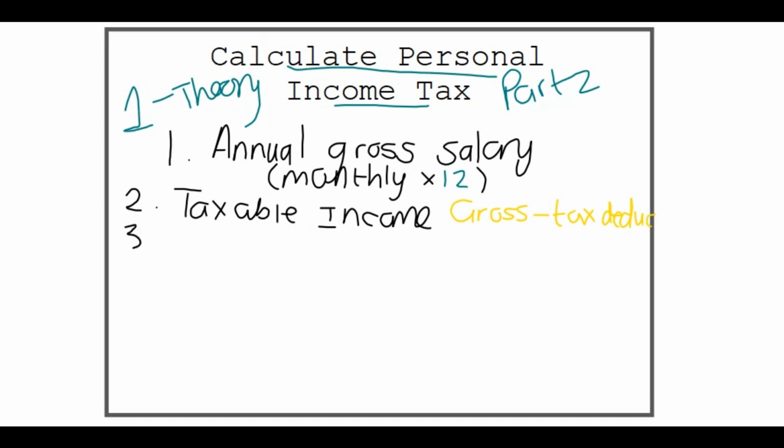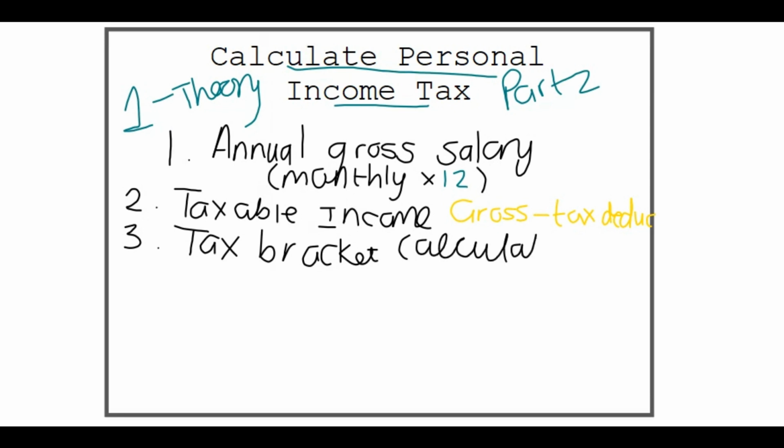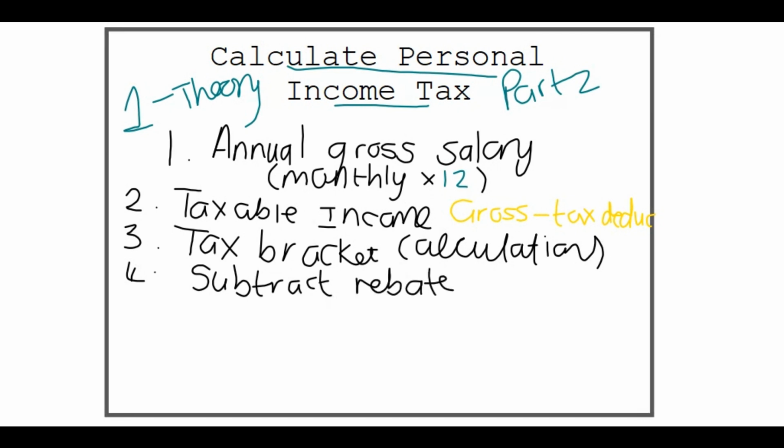Okay, and then the third step here that we need to look at is the tax bracket. You choose the tax bracket that you fall into, and then you do the calculation there. Fourth step is subtract your rebate. You choose the rebate, primary, secondary, or tertiary, and you subtract it. And the fifth step is that you look for your medical aid credit, and you also subtract that.